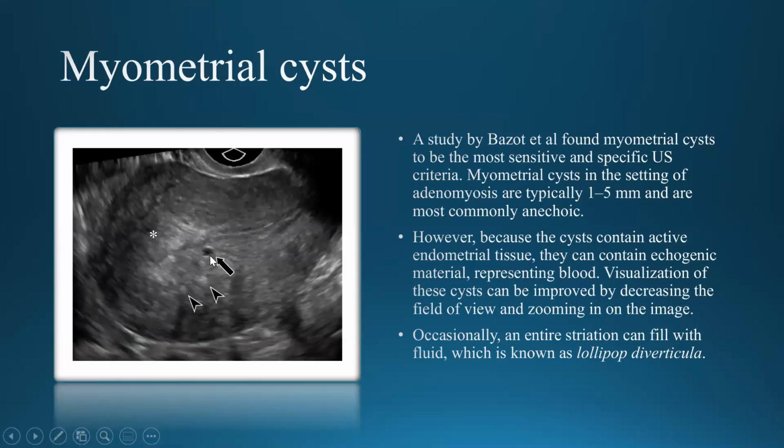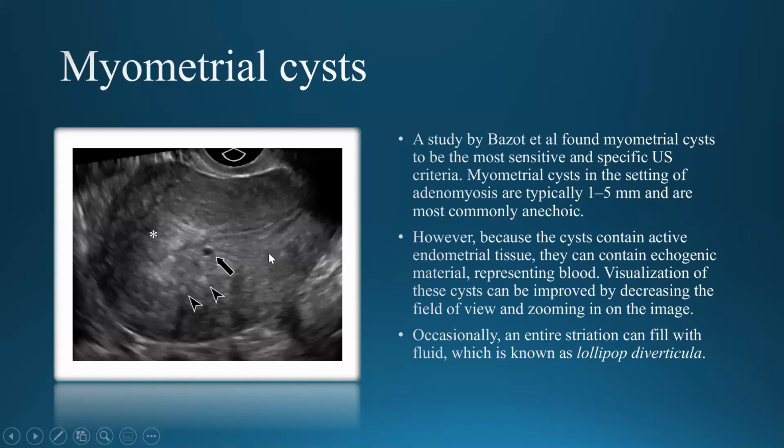If you see it in adenomyosis, it's very sensitive, it's very specific. How you describe it, it's typically between 1 and 5 millimeter. If you put a measurement here and you measure it, it's between 1 and 5 millimeter, and it's most commonly anechoic. That's why it's a cyst. However, because the cyst contains active endometrial tissue, sometimes they could contain echogenic material. This will represent blood. So if you find something whitish inside, this is blood.